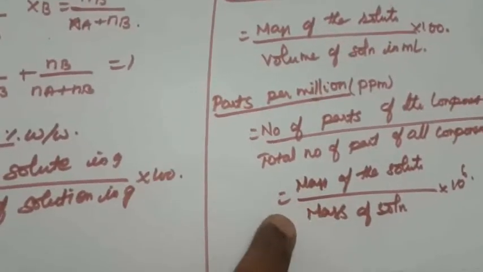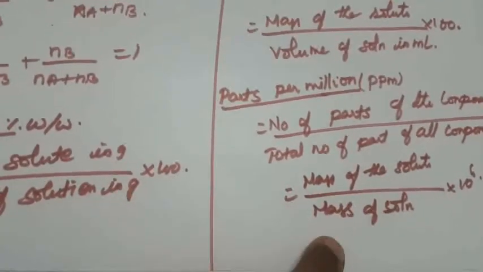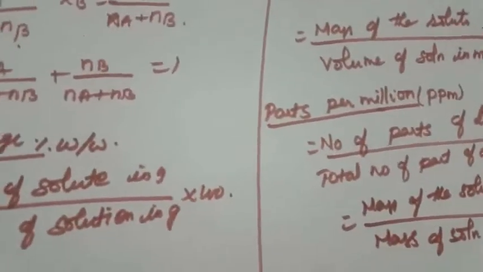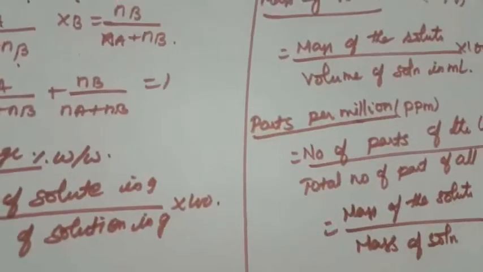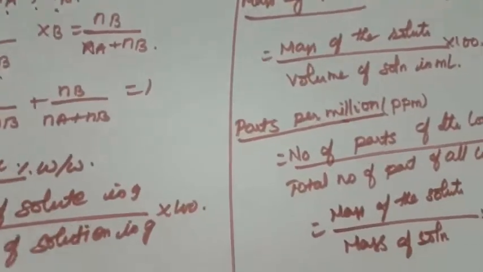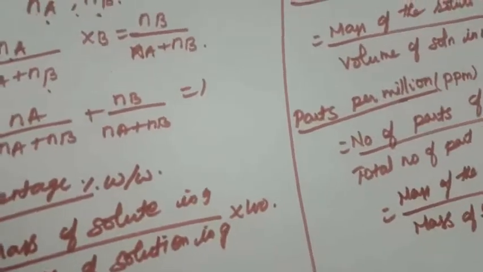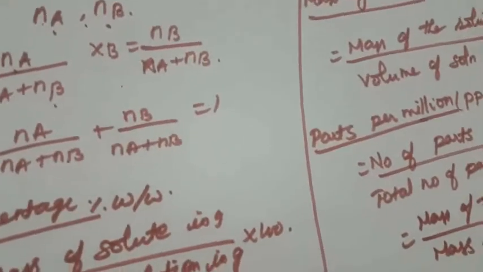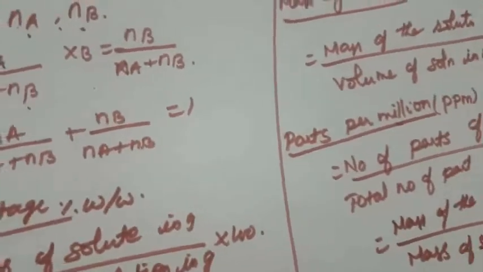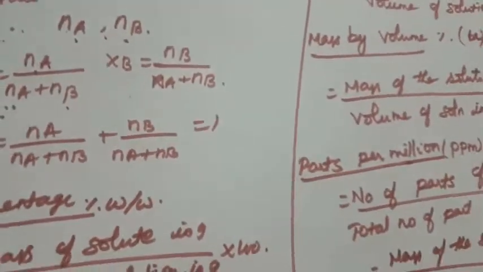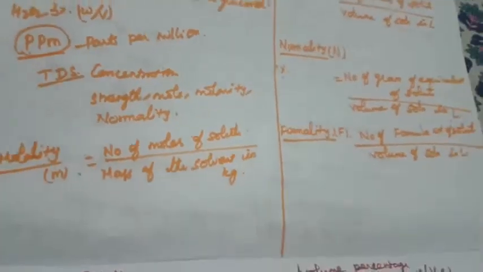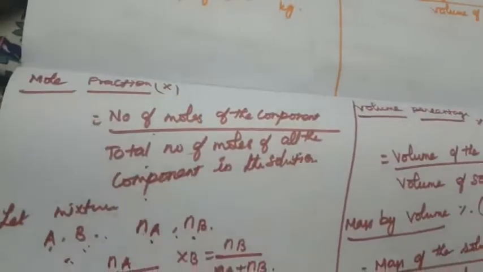Otherwise we can write mass of the solute divided by mass of solution into 10 power 6. So these all the 2 mark questions are very, very important. The concentration of a solution is expressed in different units, so different types of measurement are applied. There are different methods to calculate it, and this expression of concentration can easily be used for titration.